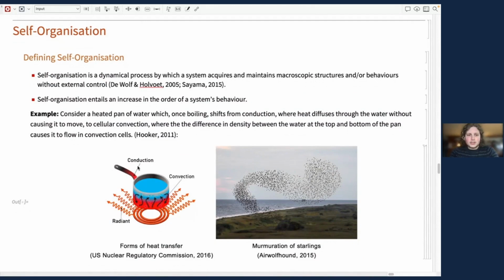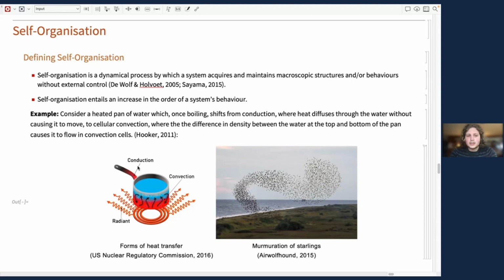So self-organization. What do we mean by self-organization? Self-organization is a dynamical process by which a system acquires and maintains macroscopic structures and behaviors without external control. And as a rule of thumb, self-organization is always going to increase the order of a system's behavior.